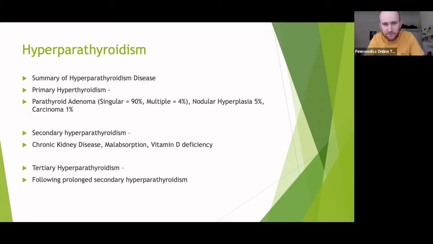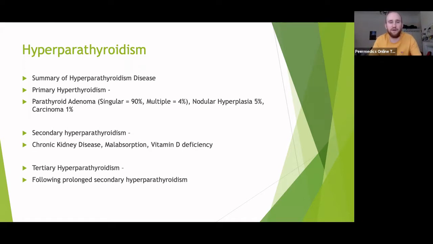Sometimes there are multiple adenomas. This is most commonly seen in your multiple endocrine neoplasia disorders, so MEN 1, 2A, and 4. 90% of people with MEN 1 present with symptoms of hyperparathyroidism. You've also then got nodular hyperplasia and carcinomas, which are very rare. It's around 1%, less than 1%.